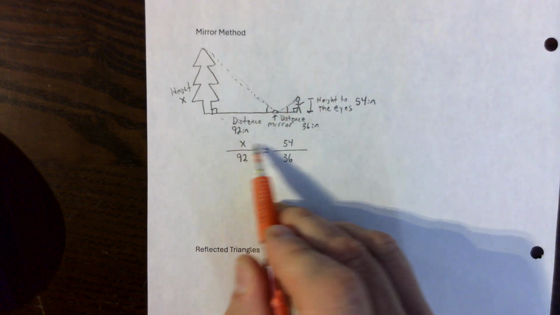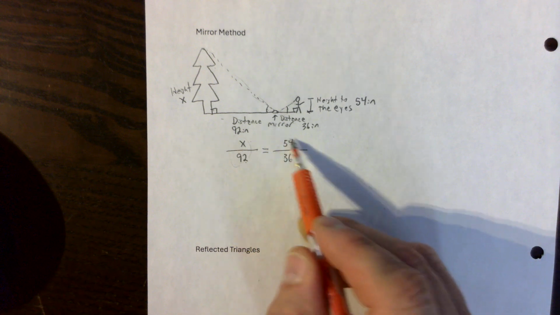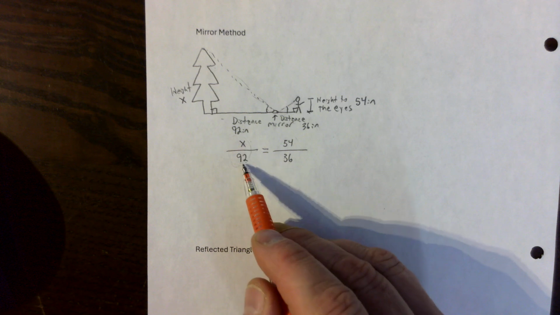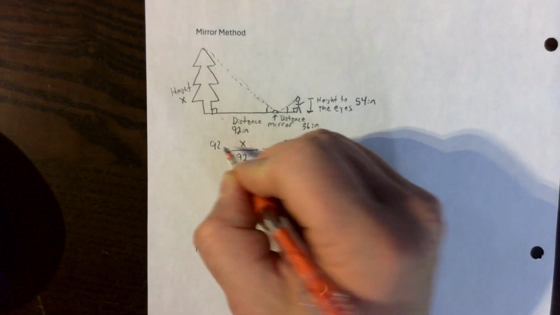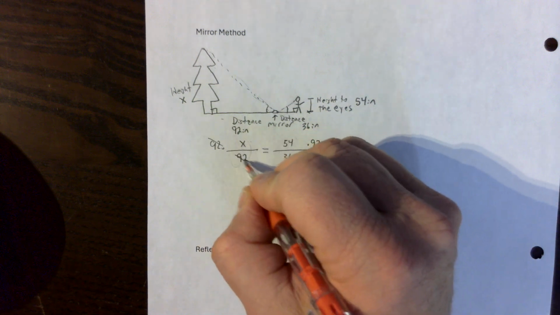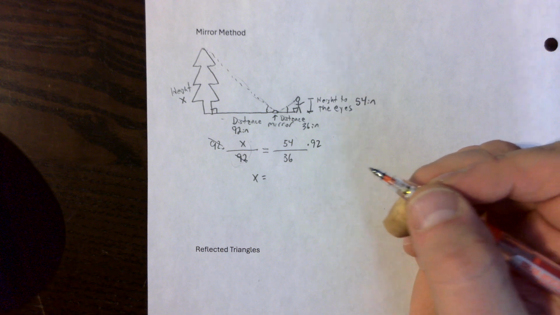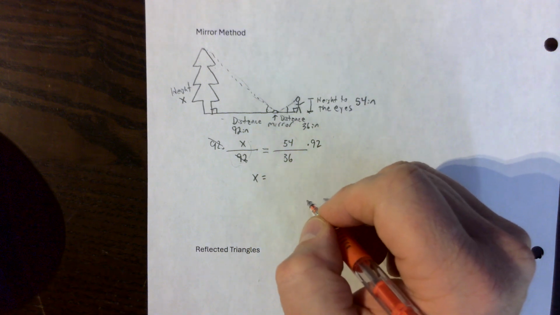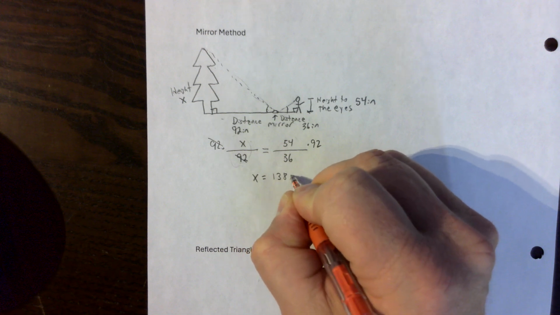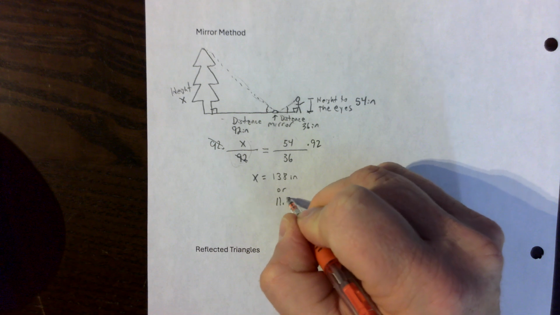So once again, these are both heights, these are both distances. This refers to the tree, this refers to the person. And to clear the fraction, to get x by itself, we just need to multiply by the denominator, which is 92, to both sides. That cancels, and we're left with 54 times 92 divided by 36. When you do all that on a calculator, you'll get 138 inches, or about 11.5 feet.